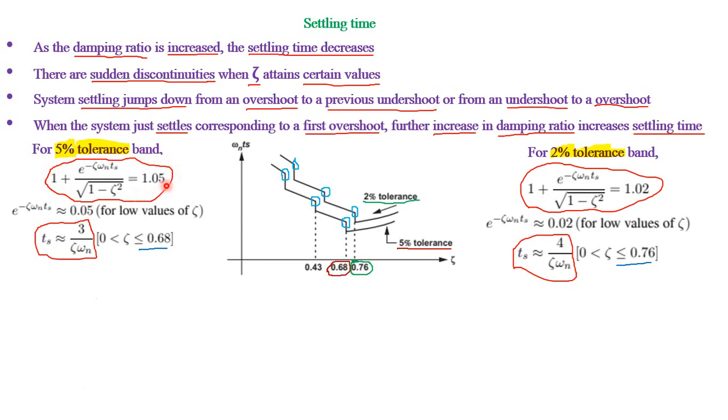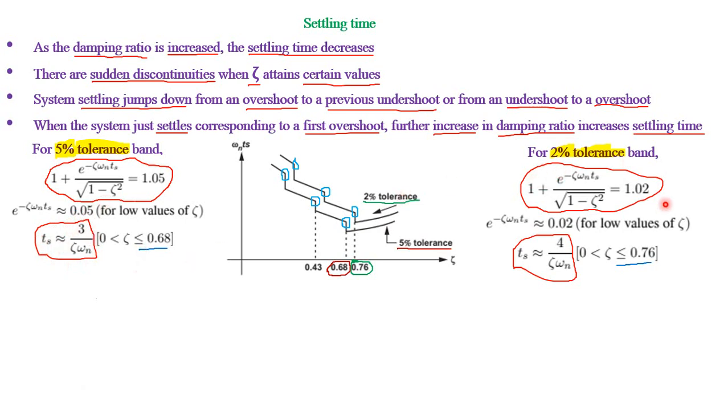If we join all the peaks of the sinusoidal, we will get an exponential decay. That one we can write like this. And if we simplify this, we can write like this. The one is brought to this side, it is 0.05. When it is brought to the other side and we take the natural logarithm, we can finally approximate like this. Therefore, settling time is 3 by zeta omega n. So if we simplify all this, you will get this.